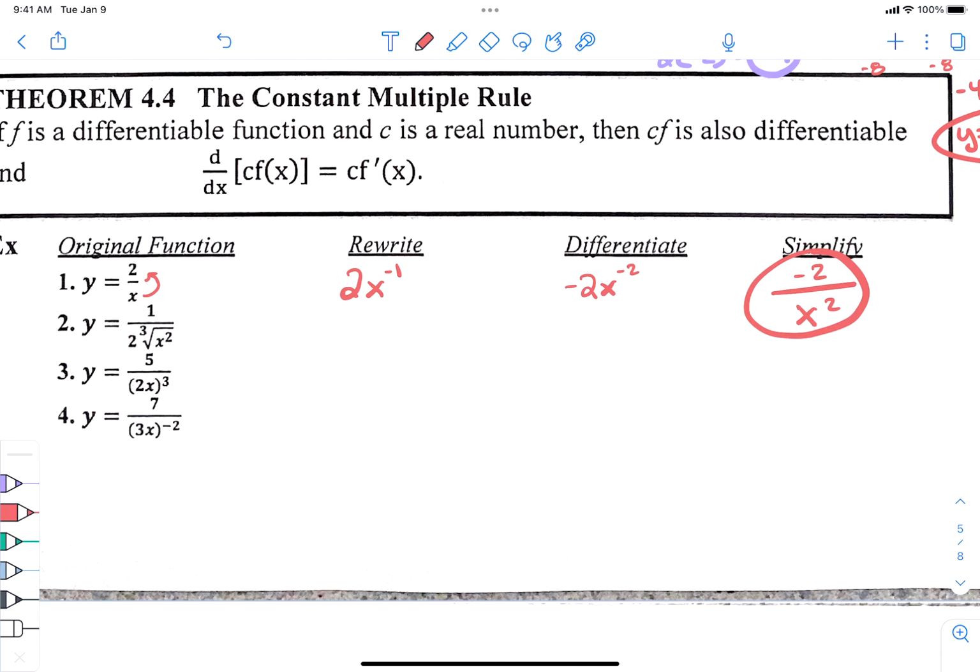Hey, Maddie. Okay, because this is x to the positive first power on the bottom, but when I move it to the top, it becomes the negative first power. Good? No? Okay.